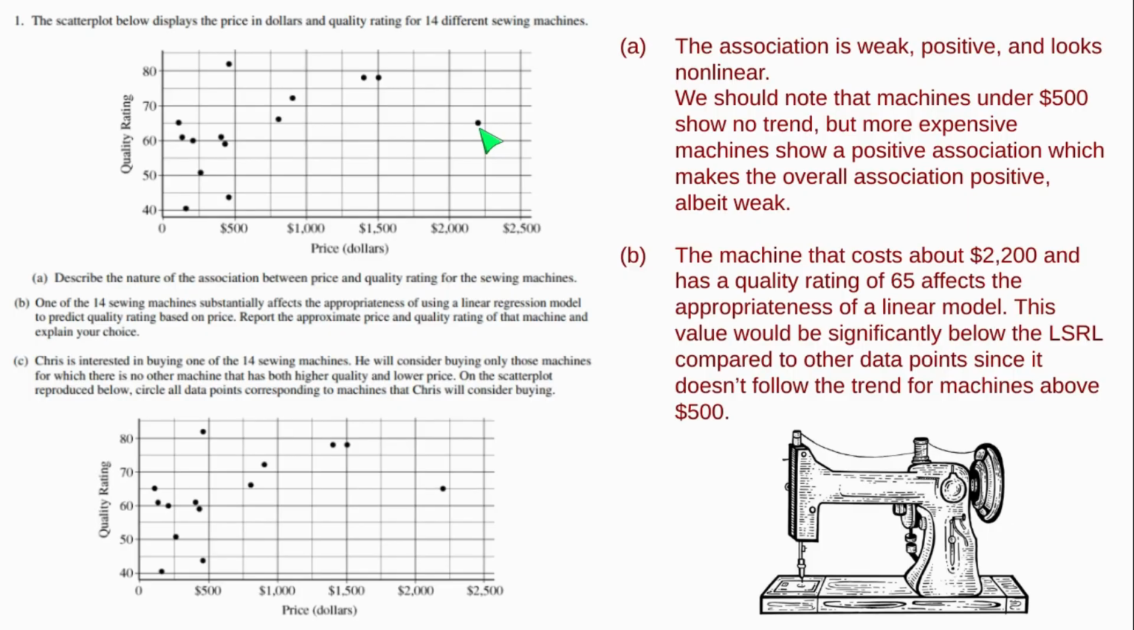All right, here we go. Here comes Part C. Those 2 points right there would be points for which there is no other machine that has both higher quality and lower price. You can compare those to all the other points, and you will find that it is true.